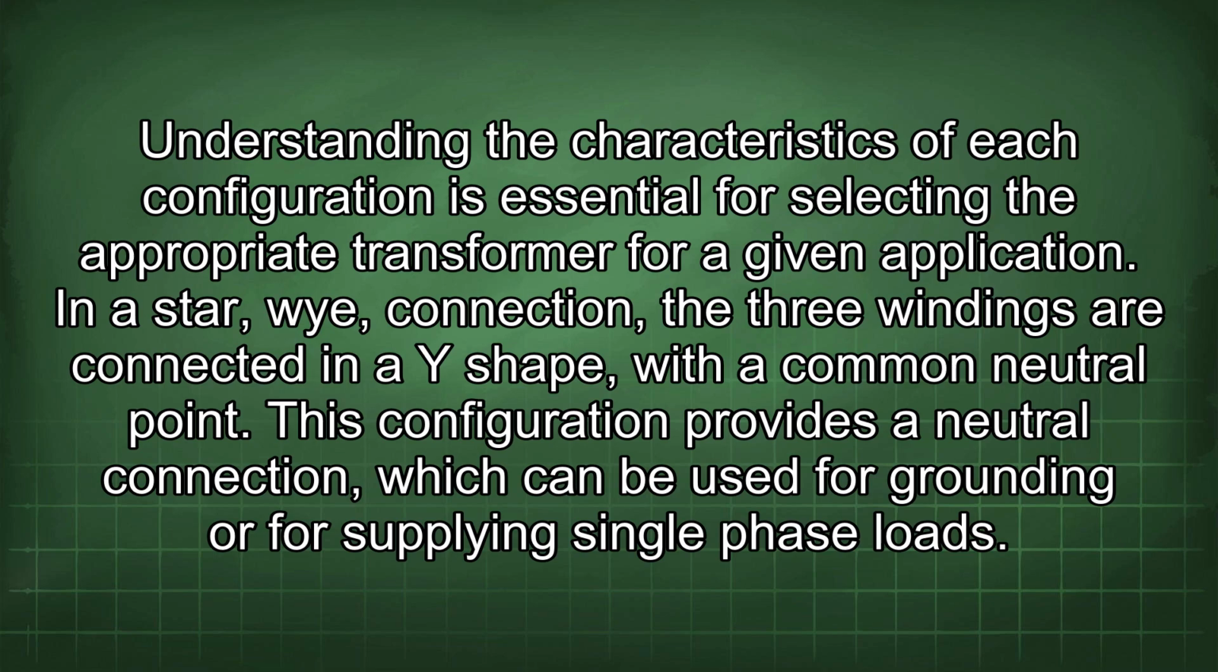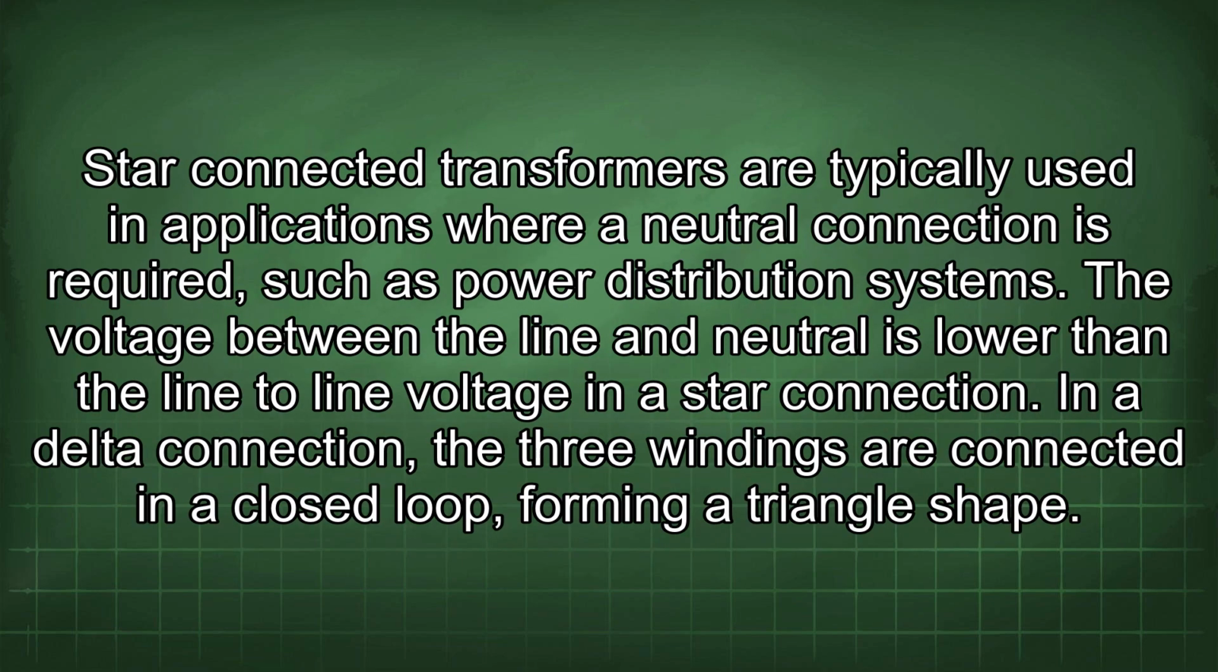In a star-Y connection, the three windings are connected in a Y shape with a common neutral point. This configuration provides a neutral connection, which can be used for grounding or for supplying single-phase loads. Star-connected transformers are typically used in applications where a neutral connection is required, such as power distribution systems. The voltage between the line and neutral is lower than the line-to-line voltage in a star connection.